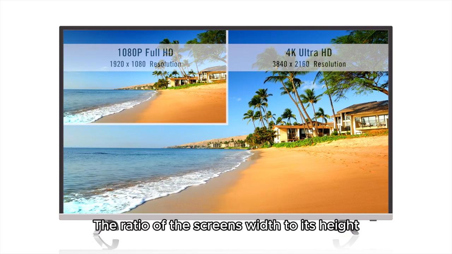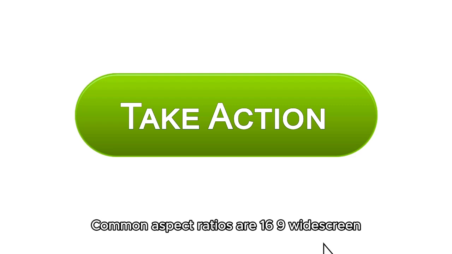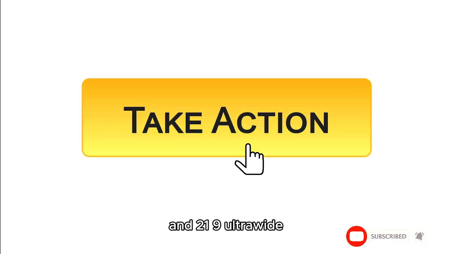Aspect ratio is the ratio of the screen's width to its height. Common aspect ratios are 16:9 widescreen and 21:9 ultra-wide.